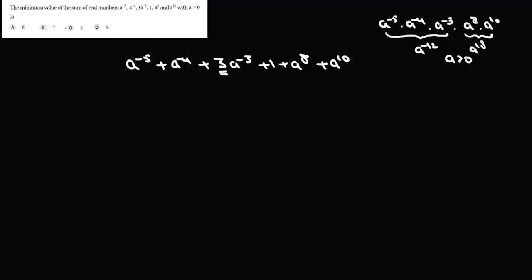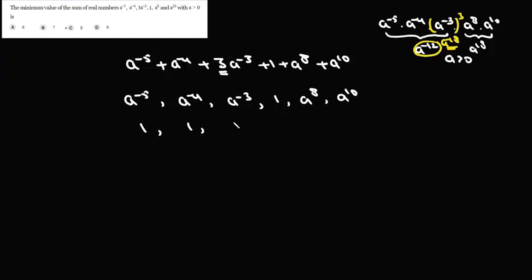So if we consider this a cube 3 times, then we'll have a to the power minus 18 here, and in that case this GM will be a constant number. So for this question, we'll consider these 6 numbers: a to the power minus 5, a to the power minus 4, a to the power minus 3, 1, a to the power 8 and a to the power 10 with weights 1, 1, 3, 1, 1 and 1.